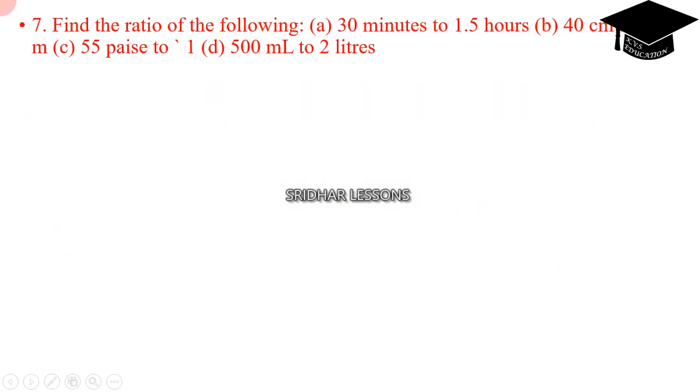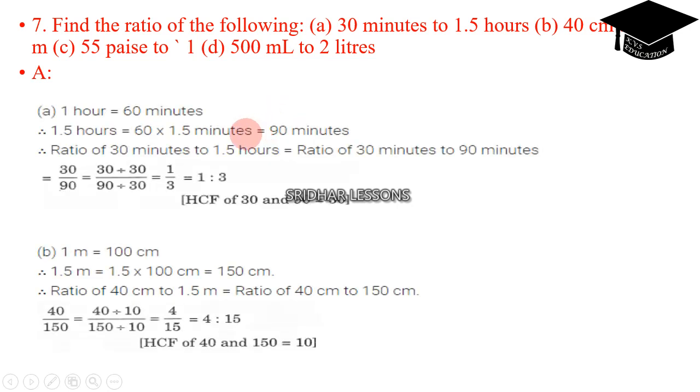Next, question number 7. Find the ratio of the following. A. 30 minutes to 1.5 hours. Here we have minutes and here we have hours. We know 1 hour is equal to 60 minutes. So 1.5 hours is equal to 60 into 1.5 minutes, that is 90 minutes.